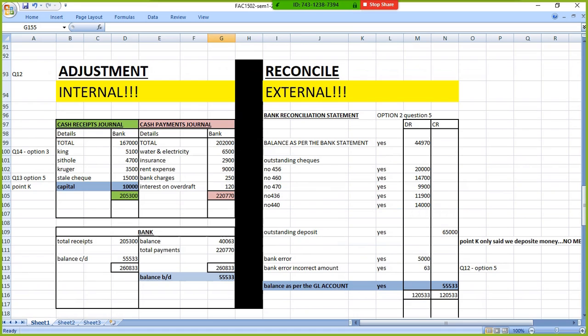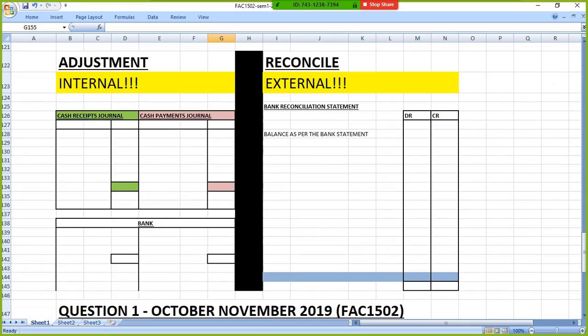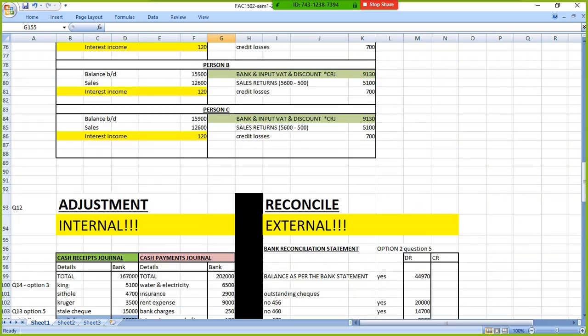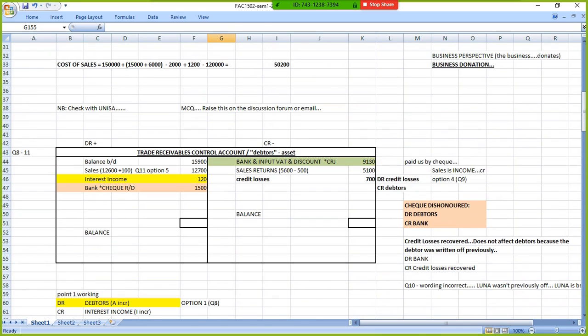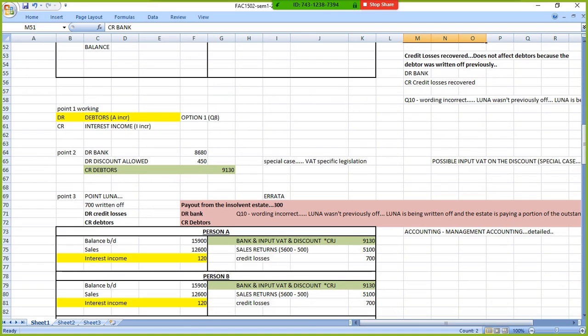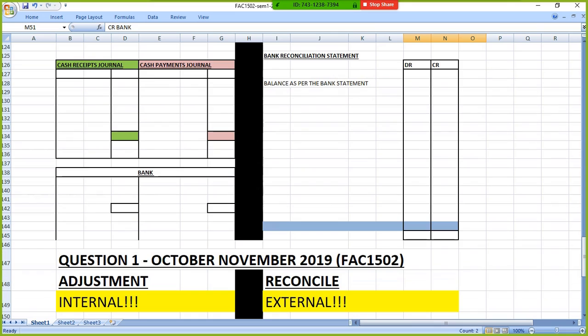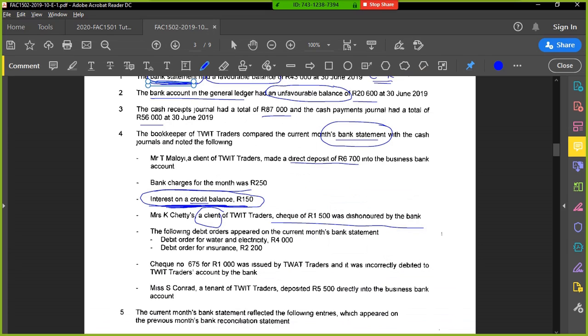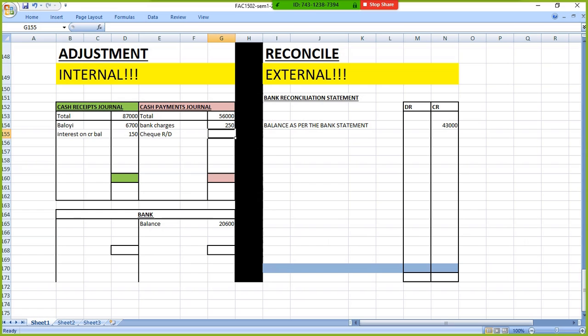Did we have one in this question? No, we didn't have one in this question. I think we spoke about it, but that was part of debtors. Yes, this was a dishonored check from a debtor. So the debtor will go up, the bank will go down. Debit debtors, credit bank. Credit bank means CPJ. We did speak about it, just in a different context. Okay, what is the amount? 1,005.